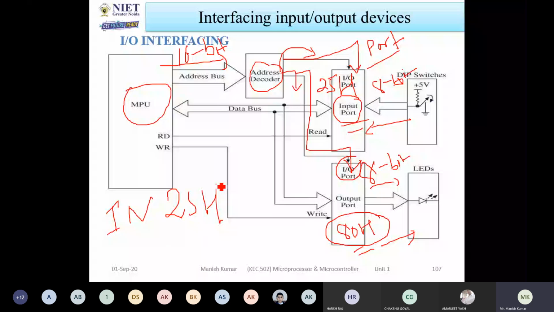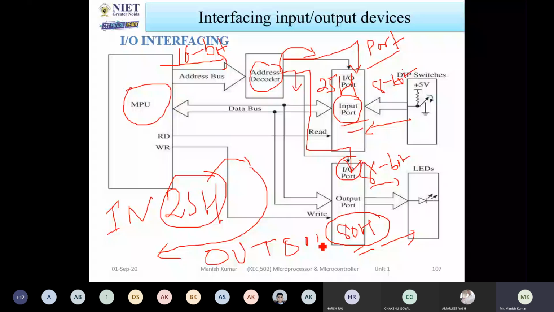If I am writing OUT 80H, it means that 80H is the port address, and this port address is connected to the output devices. So to send data to this particular device, you will use OUT 80H. Now, how can you send the data, and how can you retrieve the data? Whenever IN is used, it means that you are reading. Whenever OUT is used, it means that you are writing.